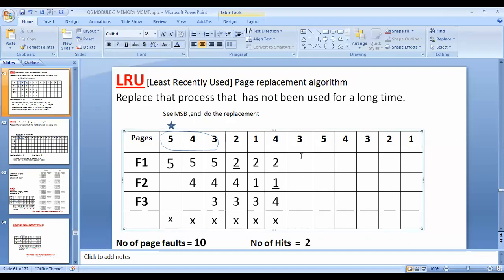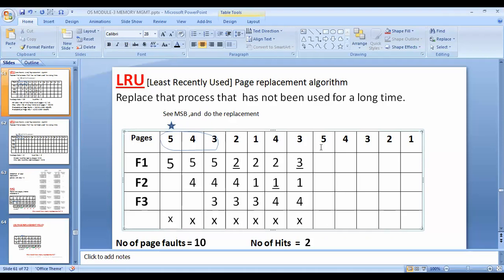Next page is page number 3. Again, it is not in the frames, hence it is a page fault. Page number 2 is here, page number 1 was here, and page number 4 is used here. Among 2, 1, 4, the page at the MSB position is page number 2. Hence, I replace page number 2 with the new page, page number 3, and 1 and 4 are retained as they are.